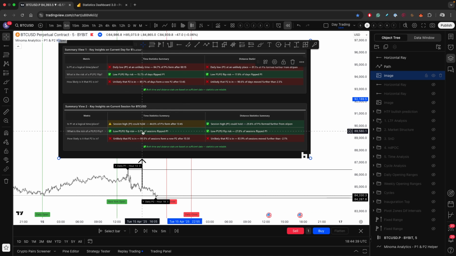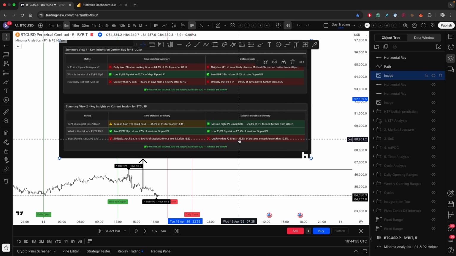There is a low P1, P2 flip risk because only 5.7% of sessions flipped P1 after, from 350. And we could also see that 80% of sessions form a new P2 and 83% of sessions move further than 2.1%, which it had moved so far. So what this is showing, quite convincingly, is that the session high was likely in, right? Because of this one in combination with this one, and that the session P2 was likely not in.